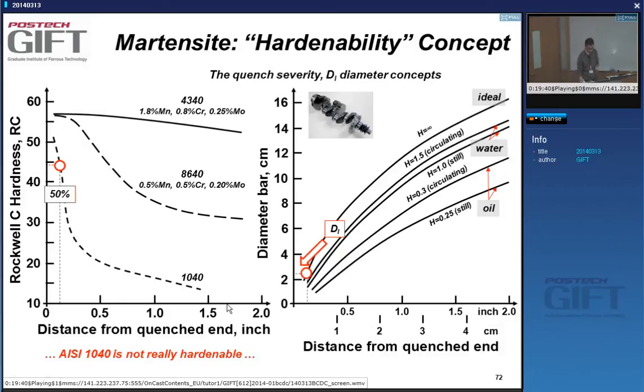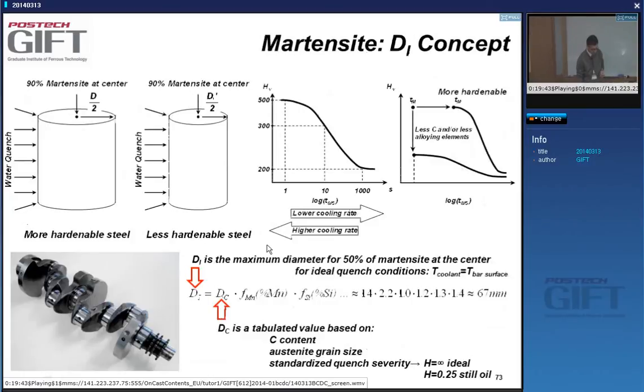As we see here. So how does this work? Very important if you ever get into discussions of hardenability of engineering steels for your research or for your work: some people define hardenability as 90% or 100% of martensite in the center of the bar. It doesn't have to be that way. There are different definitions. But 50% martensite in the bar is very commonly used for engineering steels.